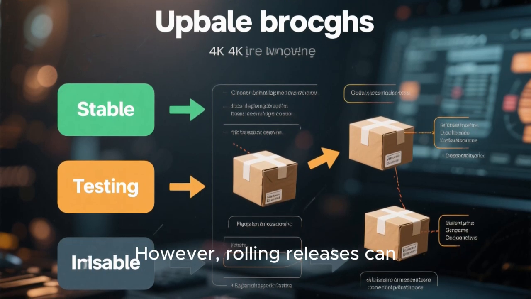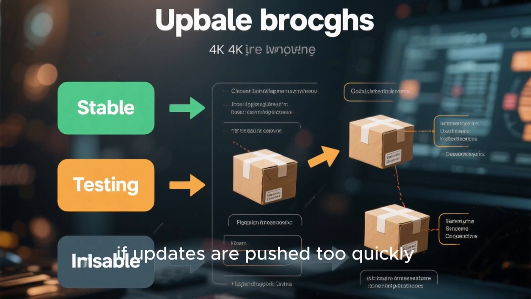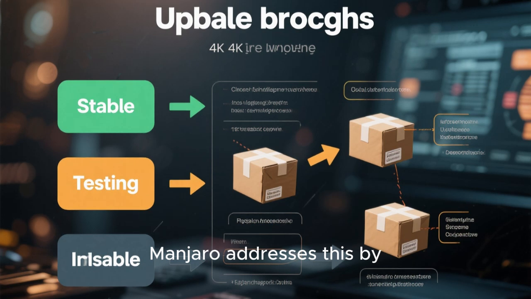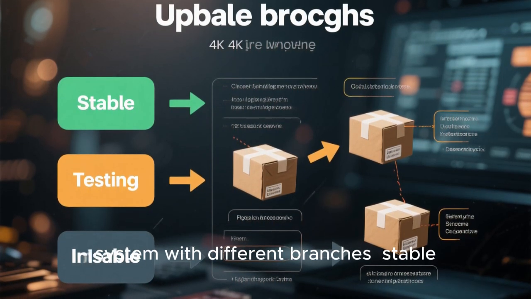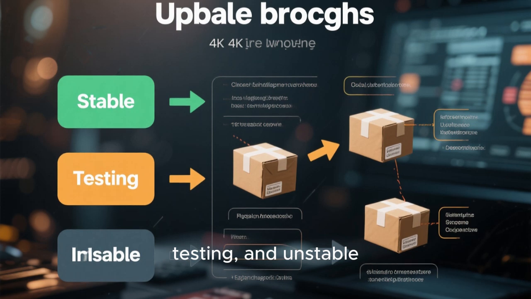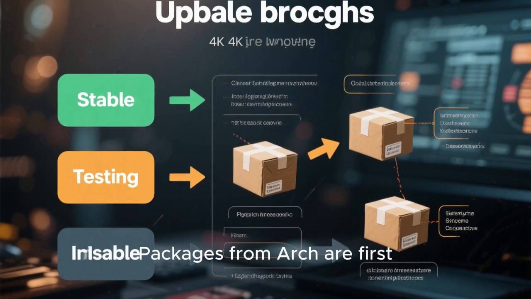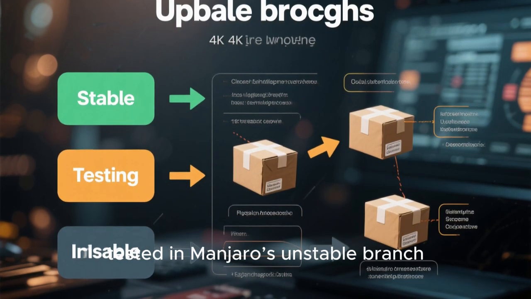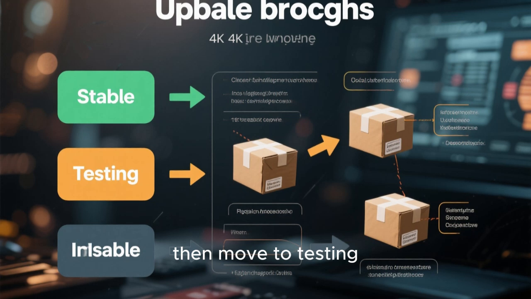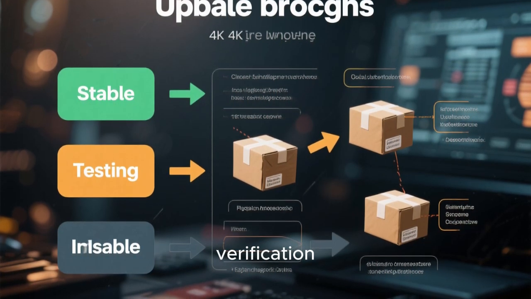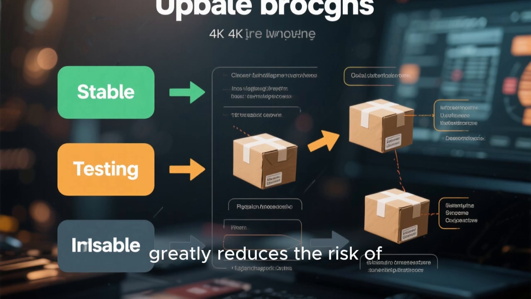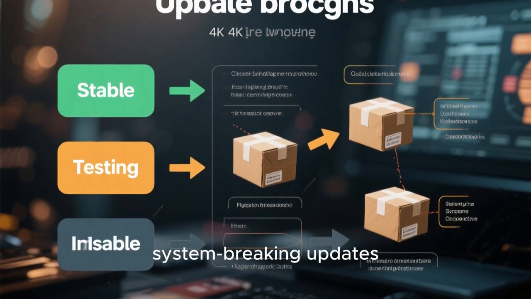However, rolling releases can sometimes be unstable if updates are pushed too quickly. Manjaro addresses this by introducing a unique update system with different branches: stable, testing, and unstable. Packages from Arch are first tested in Manjaro's unstable branch, then move to testing, and finally reach the stable branch after additional verification. This extra layer of testing greatly reduces the risk of system-breaking updates.